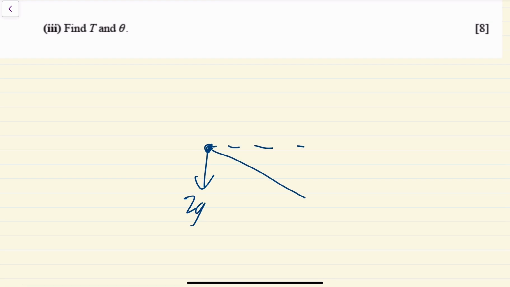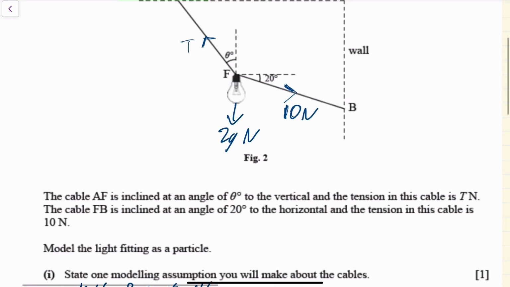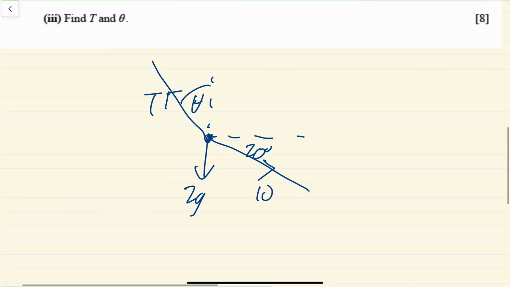So here was your light fitting. Weight was 2g. Then you had 10, and that was at 20 degrees. And you had T, and it was at theta going vertically. Okay, all you have to do here is then find, let me just check that. Yep, all you have to do is find T and theta.